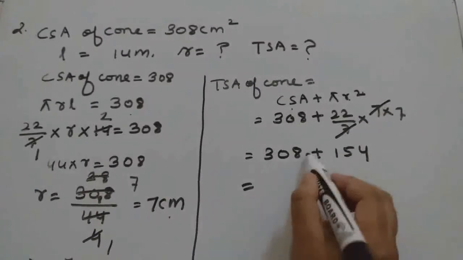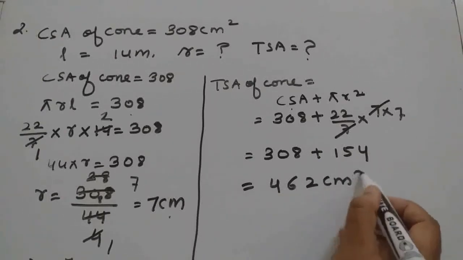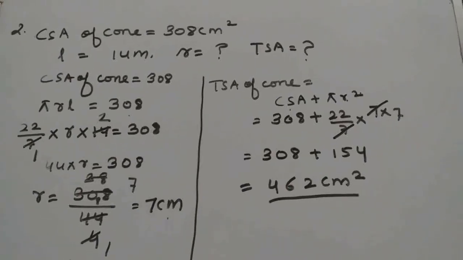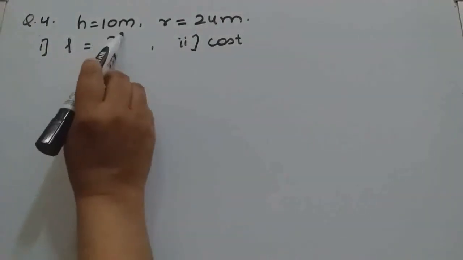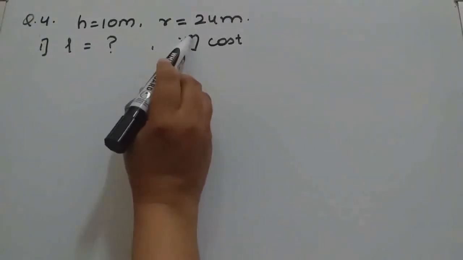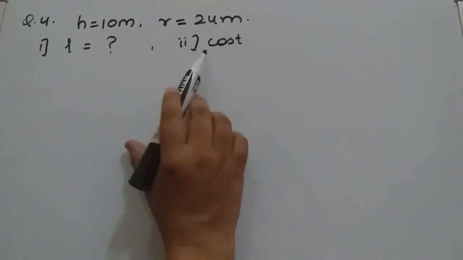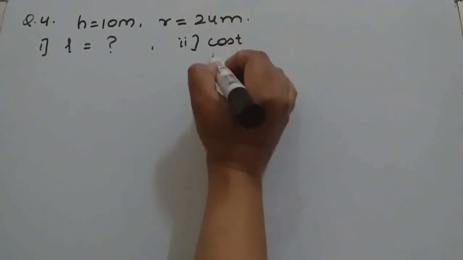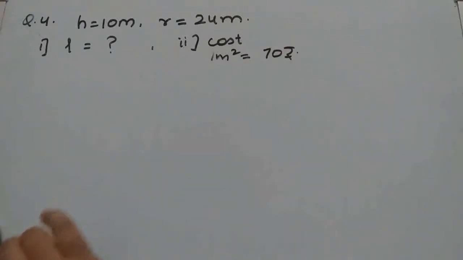So final answer will be 462 centimeter square. This is TSA of cone. Question 4. A conical tent is 10 meter high. So height is 10 meter, radius of the base is 24 meter, then find the slant height and cost of the canvas required to make the tent if cost of 1 meter square canvas is 70 rupees. These all things are given to us.